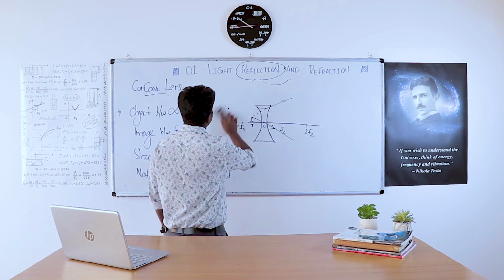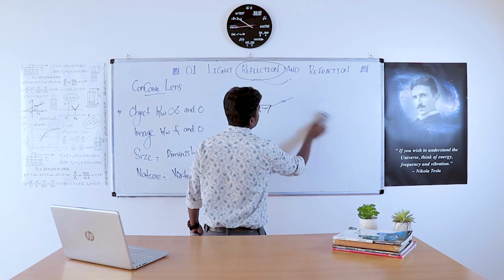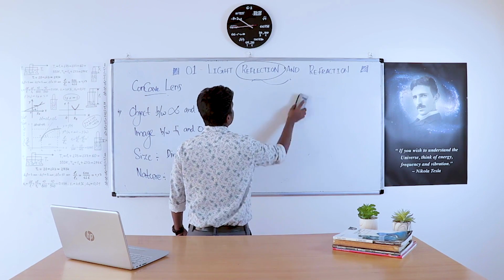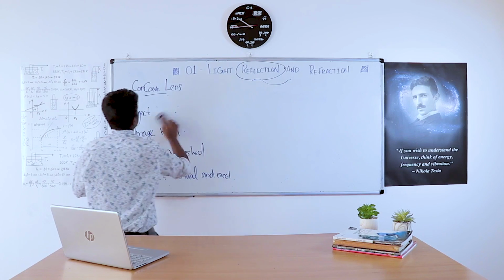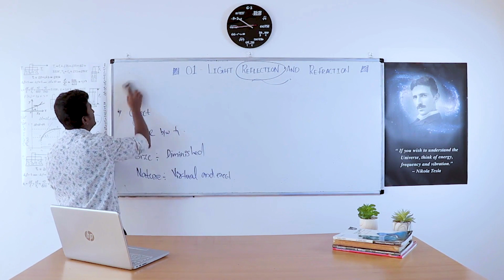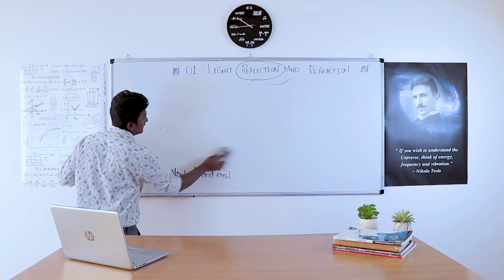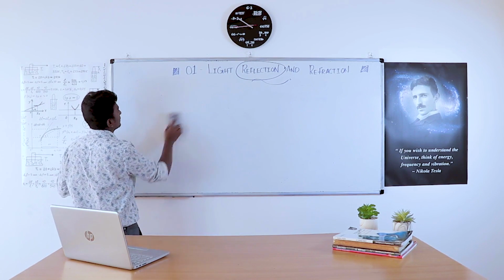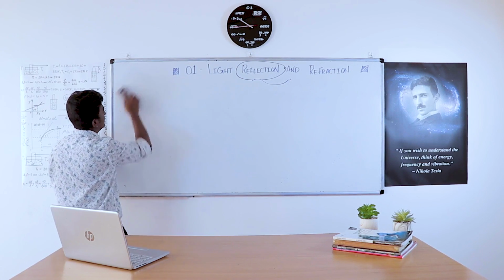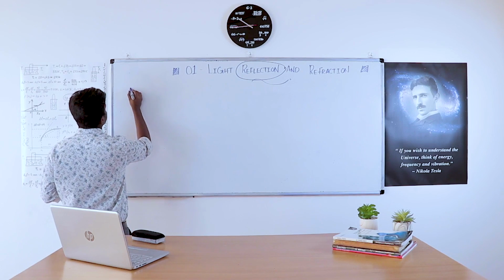That's all about the image formation by the lens. Now we need to study the lens formula. Last topics in this chapter: lens formula, magnification, and power of lens. So the next topic is lens formula.